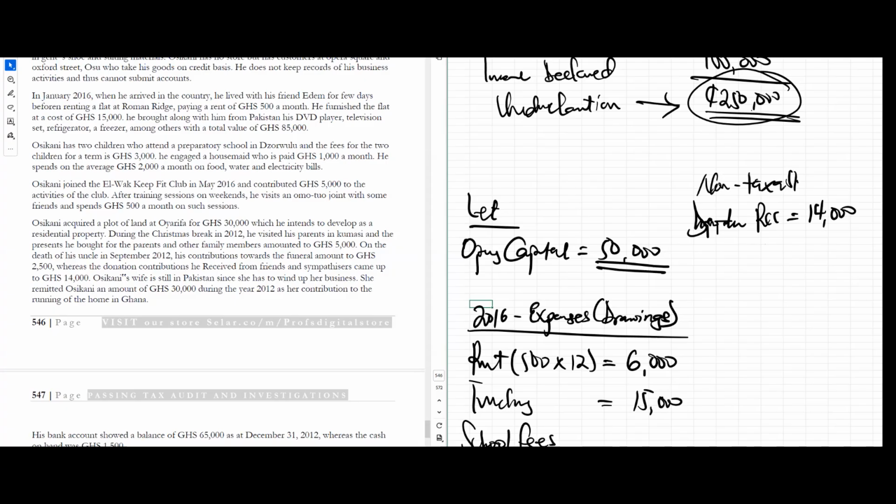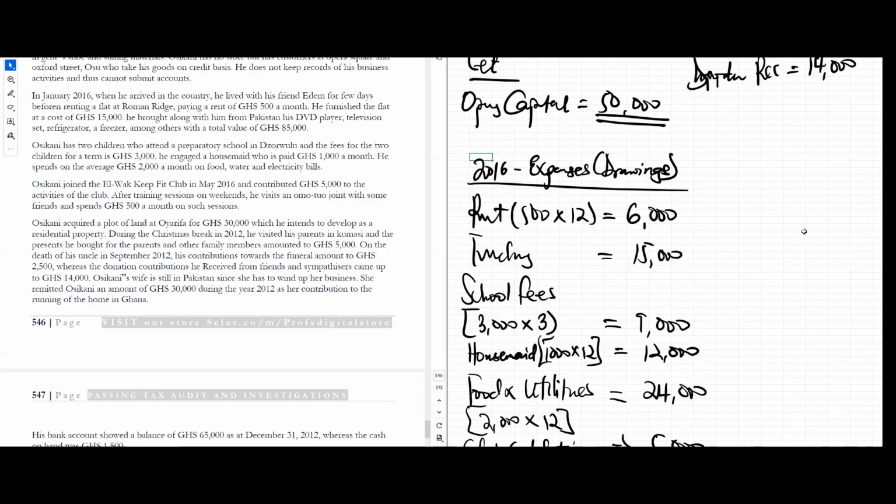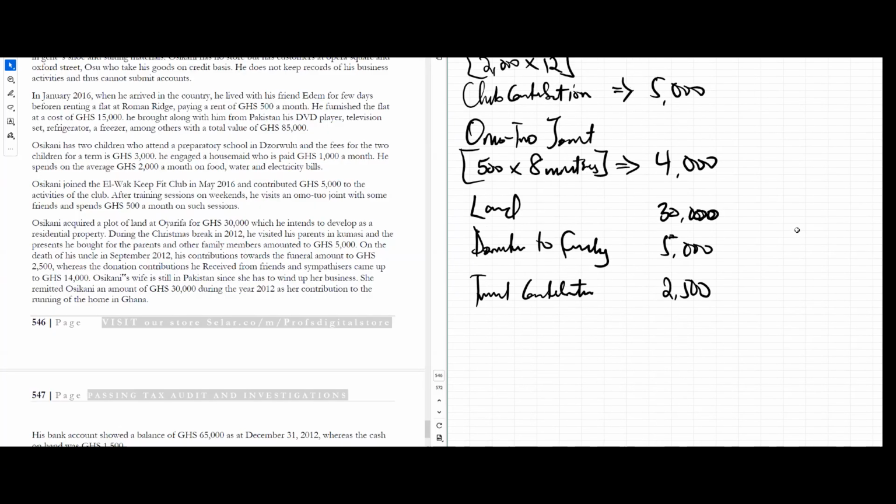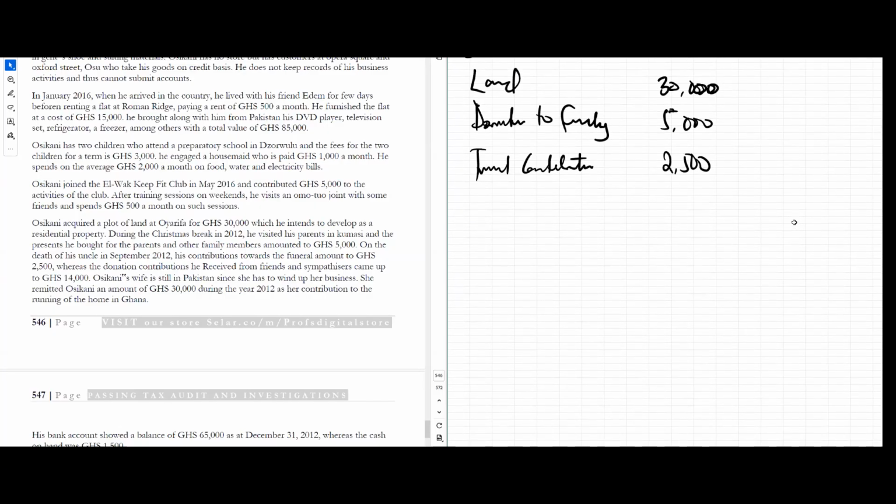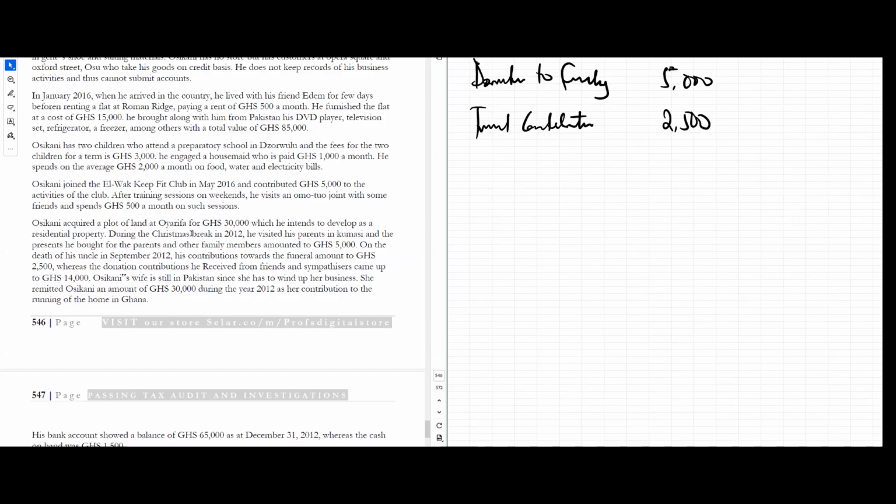Yes, GRA and tax. It's not fair. Even for an uncle's funeral, they want to tax it. Where would you go with GRA?